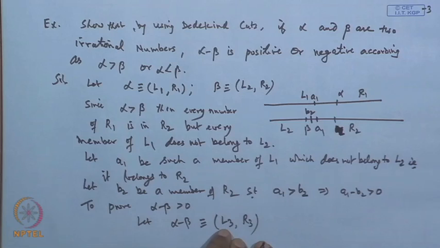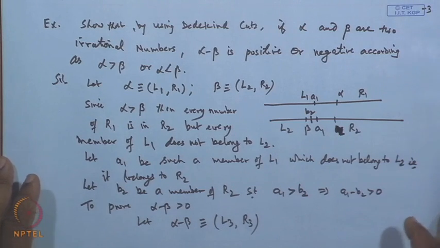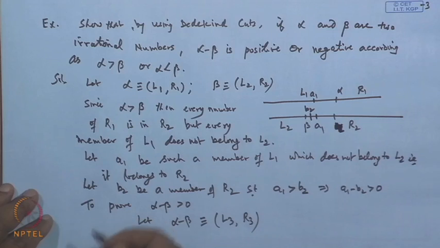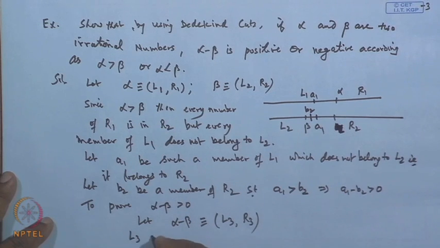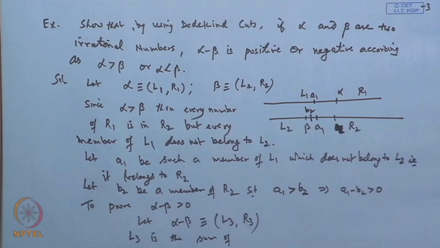Okay. Now, this L 3, what is this? L 3 is the sum of what? Alpha minus beta. Alpha is in where?